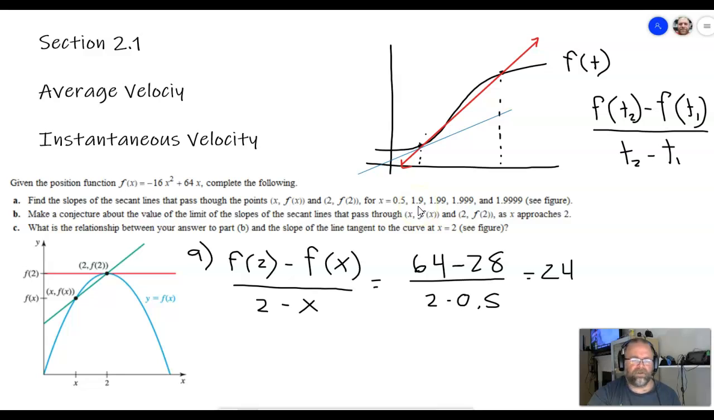So I want you to go ahead and try the 1.9, and then we will check that. And then after you try that, I'm going to show you a little trick to use the table in the calculator and make this a whole lot easier. All right, go ahead and pause the video and try x equals 1.9 now.